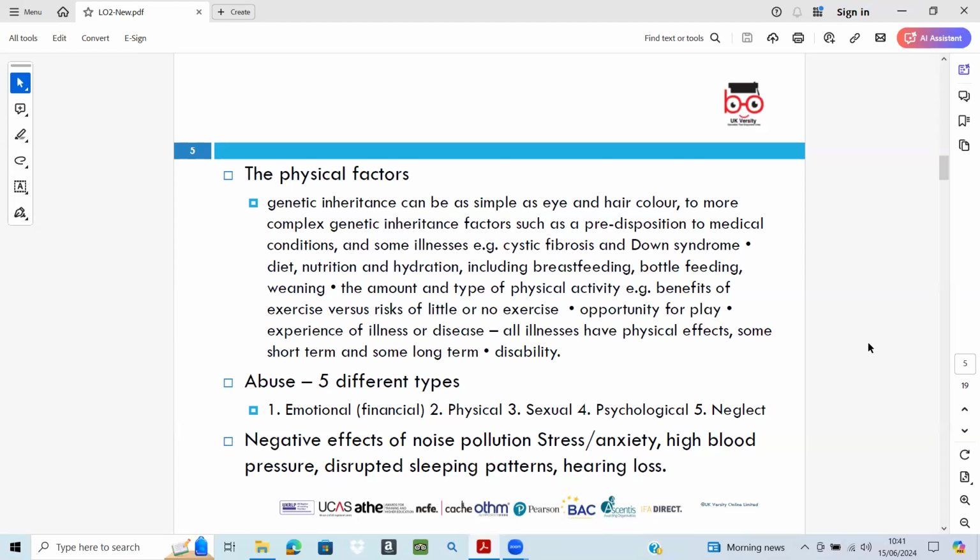Then we have abuse. Abuse can take many forms, each with severe implications for an individual's physical, emotional, and psychological development. If we talk about emotional and financial abuse, emotional abuse can undermine an individual's sense of self-worth and confidence.